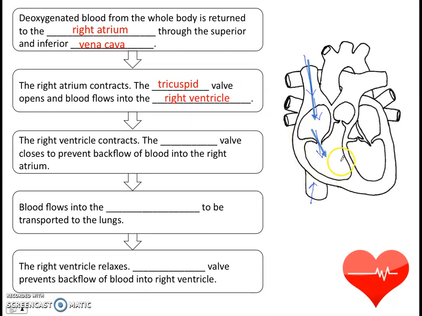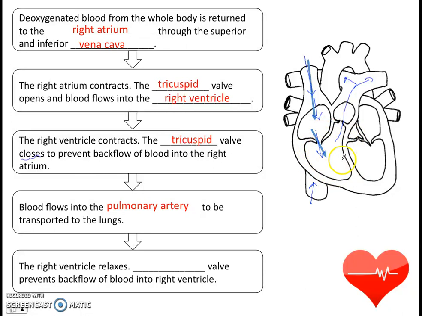Next, the right ventricle will contract and generate pressure. When the right ventricle contracts, the tricuspid valve will close. This is to prevent backflow of blood into the right atrium. This ventricle will contract, and you don't want blood to go back this way. You only want it to move out this way. So blood will then flow into the pulmonary arteries to be transported to the lungs.